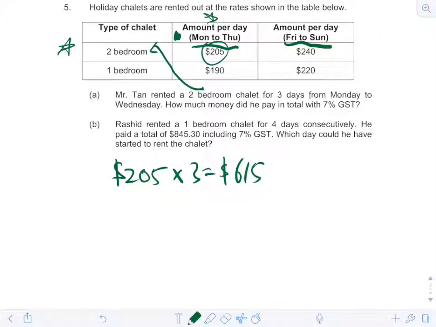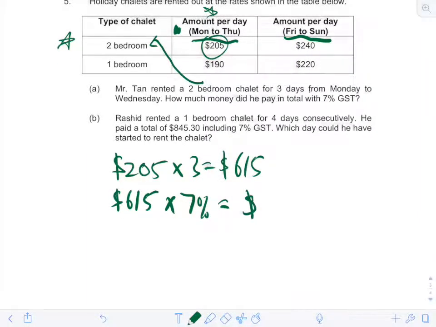Remember I told you GST is adding, right? So first you got to find the 7% GST. Okay, I'll just use 7% straight. Meanwhile, let me press the calculator. So when you press the calculator, we have 615 times 7%. Don't forget, when you times 7, it is times 7%. You must press the percentage on your calculator, not just times 7. So if I'm not wrong, it's $43.05.